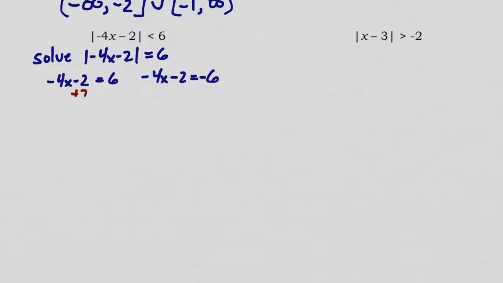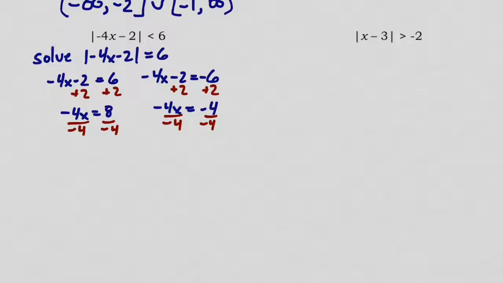I can add 2 to both sides of each equation. I get -4x equals 8, and -4x equals -4. Dividing by -4 gives us x equals -2 and x equals +1.